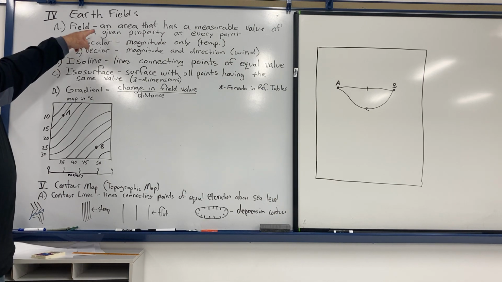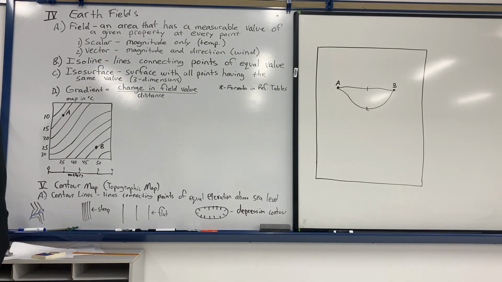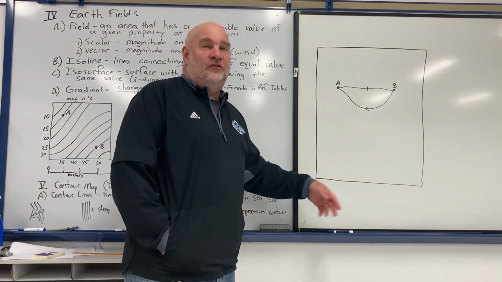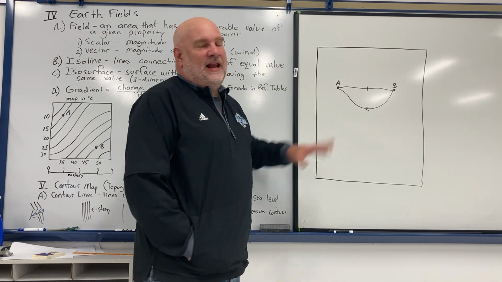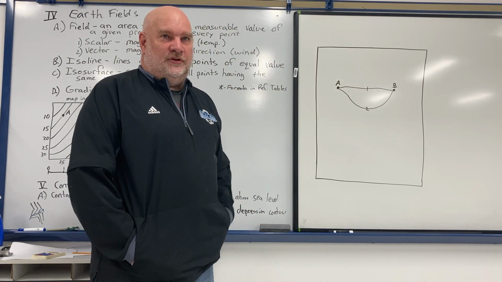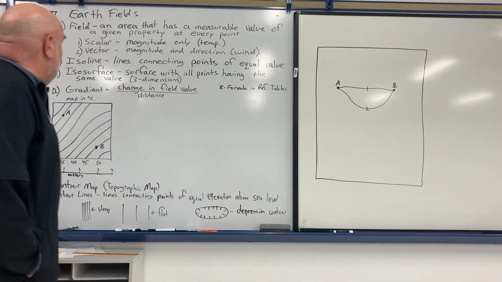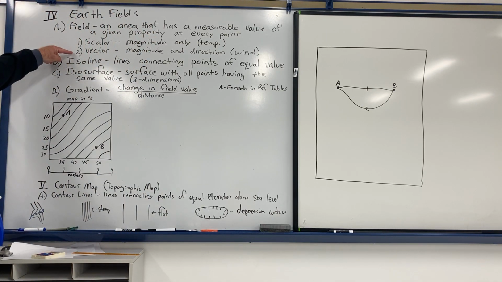So a field is an area that has a measurable value of a given property at every point. Basically I'm measuring some other quantity, temperature, pressure, something like that, and putting it on a map besides just the distances. All right. Now there are two different types of fields: a scalar field and a vector field.